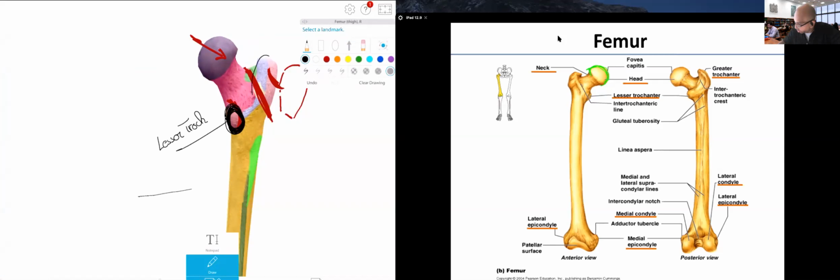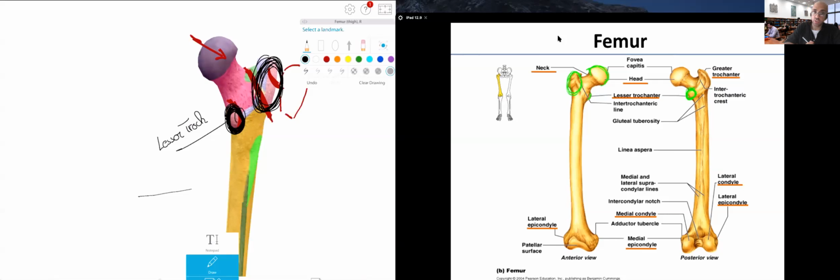So again, what do we call the large bony eminence on here? This is my greater trochanter. The smaller one is my lesser trochanter. You can see only from an anterior view the greater trochanter and a very small part of the lesser trochanter. In order to see the whole lesser trochanter, you need to look at the posterior aspect of the bone.